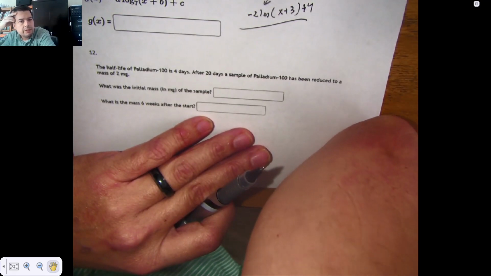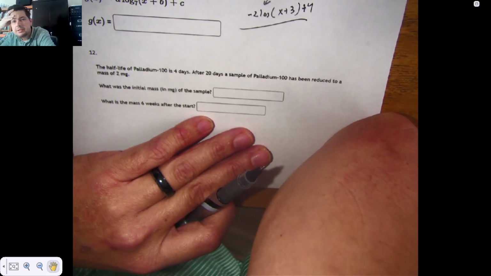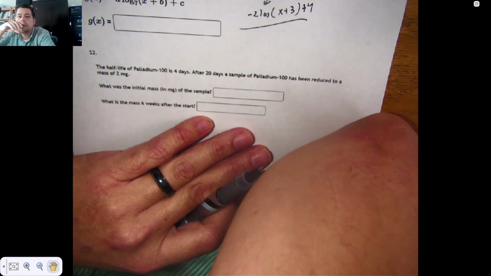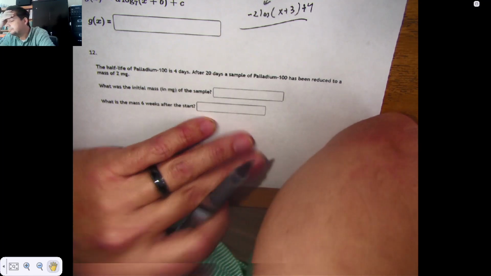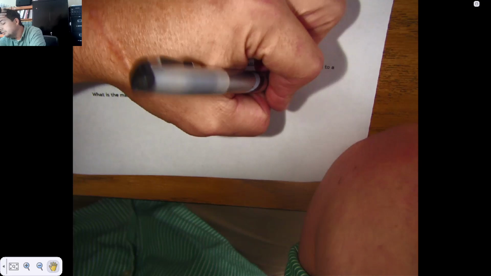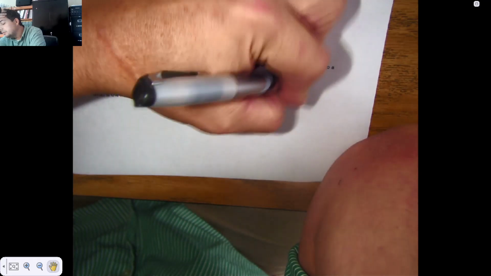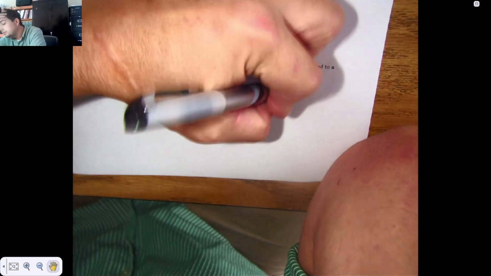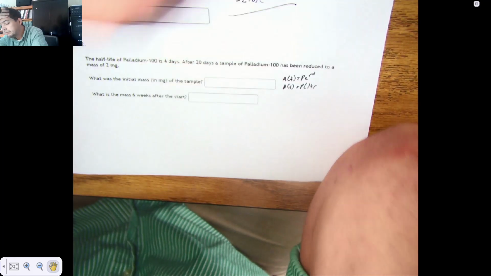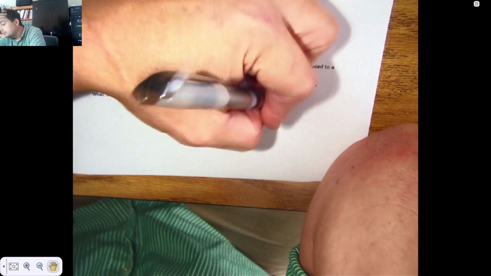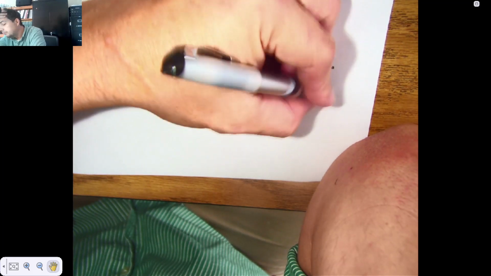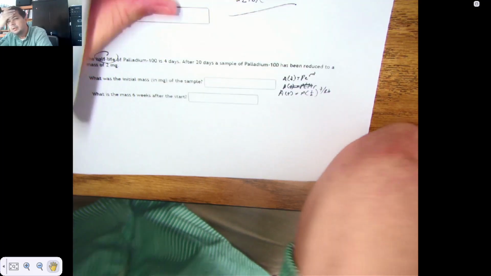Here's number 12. The half-life of palladium 100 is 4 days. After 20 days, a sample of palladium 100 has been reduced to a mass of 2 milligrams. What is the initial mass? And again, I could care less which form you use. If you want to use PERT, use PERT. If you want to use principal times 1 plus R, sorry, this is half-life, isn't it? If you want to use principal times 1/2 to the T over half-life, by all means use it.